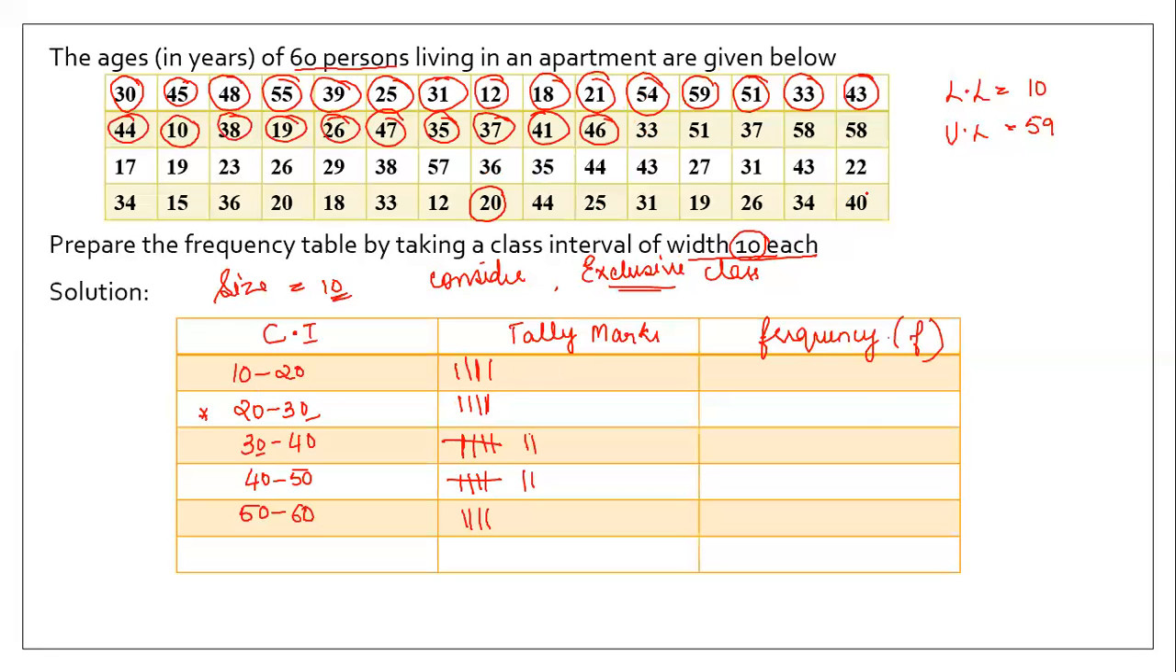Okay, when it comes to 40, here also 40 is there, here also. You are not considering this value. We are including the lower limit but not the upper limit. Okay, so here we will consider only 30 to 39. When 40 comes, we put the tally marks in the next class. So this is a homework problem.